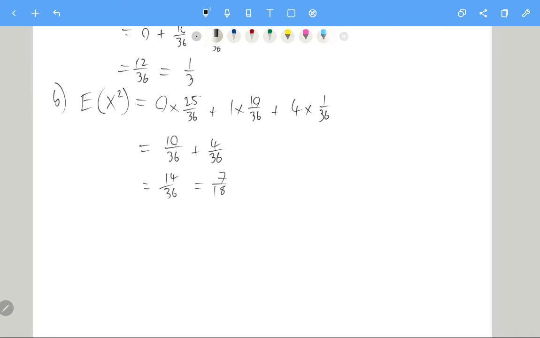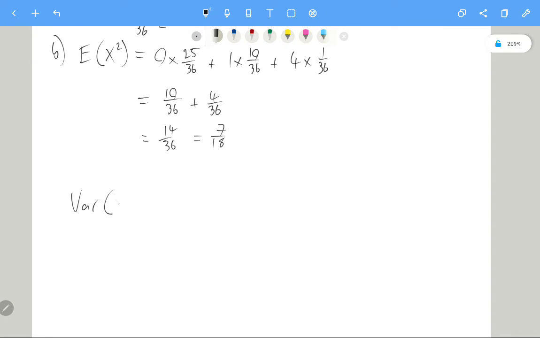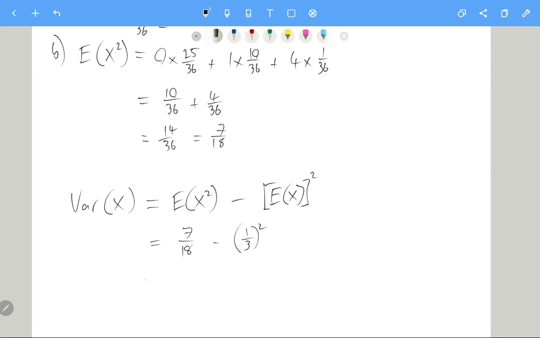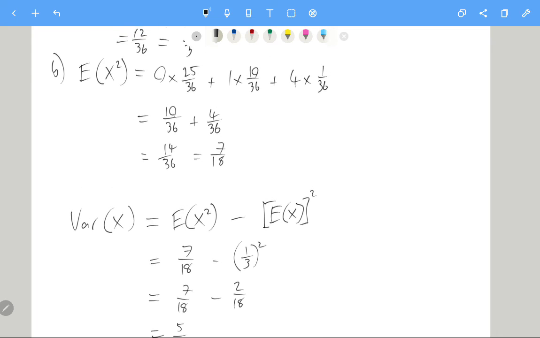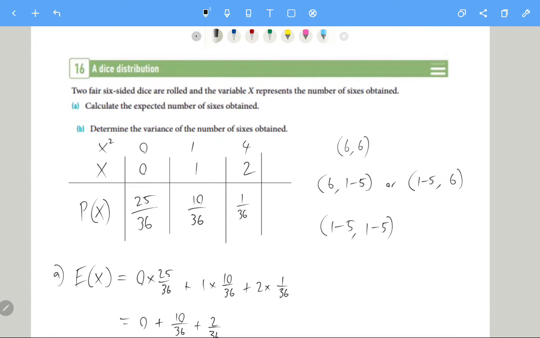Alrighty, so now to work out the variance of x, let's use our normal variance formula. E of x squared minus E of x, squared. And we get 7 18ths minus a third squared. 1 on 9. 1 on 9 is better written as 2 on 18. And we get 5 18ths as the variance. Alrighty, so there is another example of doing this.